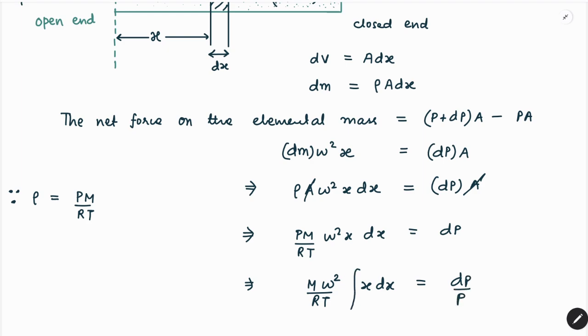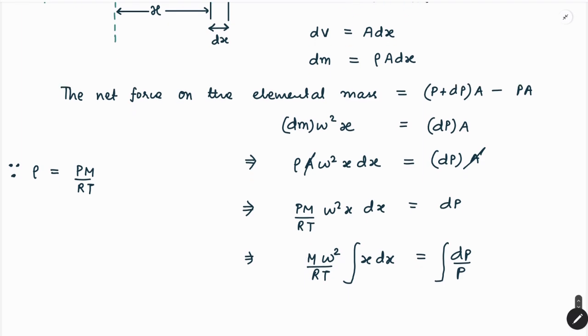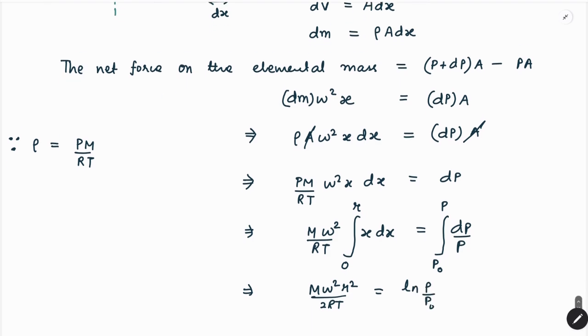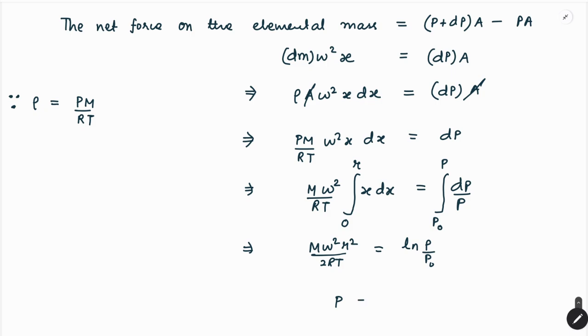And now we are integrating both sides. So we have taken out M omega square by RT outside the integration, and we are integrating from the open end where x equal to 0, pressure equal to P naught, to the end at a distance r where pressure is equal to P, and on solving we get an expression M omega square r square by 2 RT is equal to ln P by P naught, and therefore we get the equation P is equal to P naught e to the power M omega square r square by 2 RT.